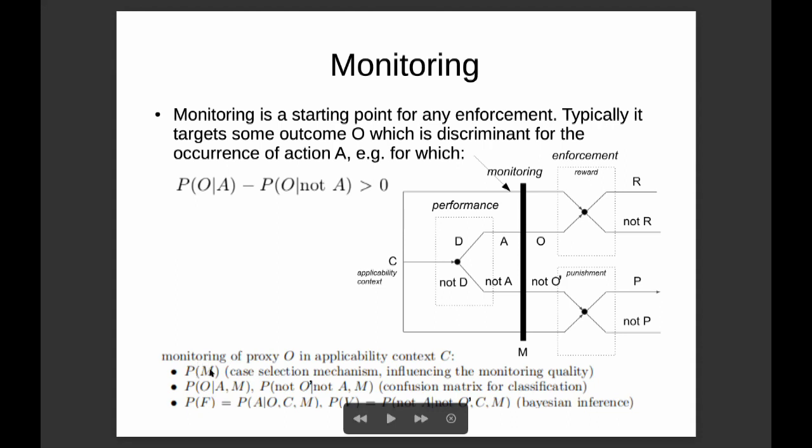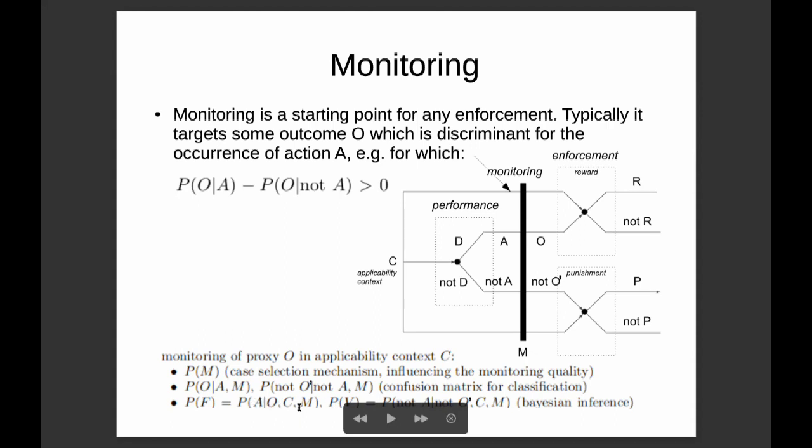We define therefore a probability P of M, which captures how frequent monitoring is among all applicable cases. We have the confusion matrix for classification, giving us some information about the quality of the monitoring. Finally, to decide whether we are in front of a fulfillment or of a violation, we should in general consider some form of Bayesian inference, generally on posterior probability.